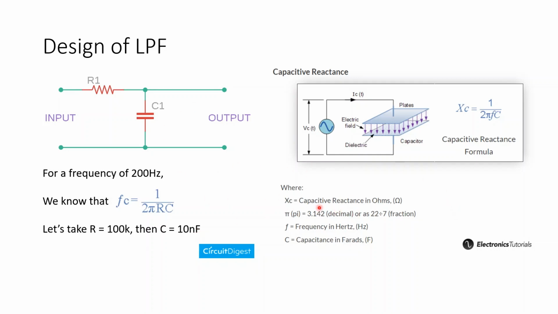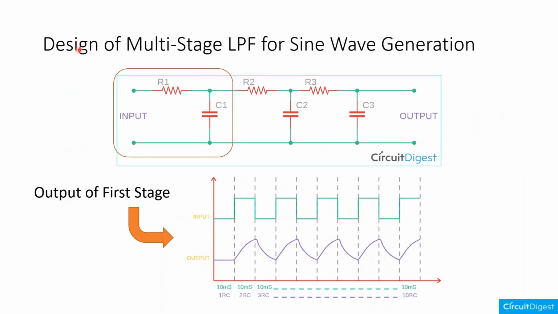So this is how the low pass filter works. Now let's see the multi-stage design of low pass filter for sine wave generation. We need multi-stage because one stage cannot directly fine tune the square wave into the sine wave. It needs multi-stage rectification to get the sine wave.